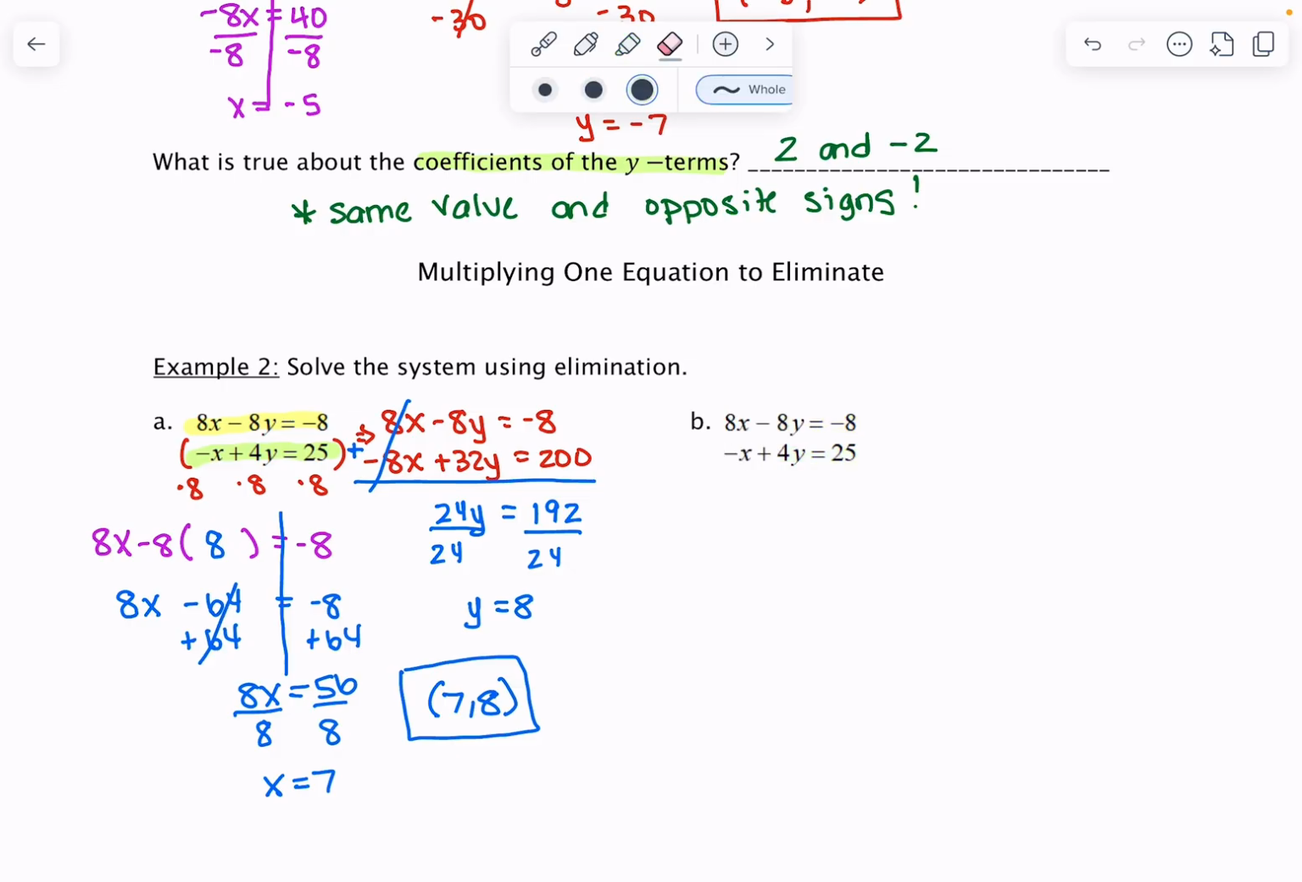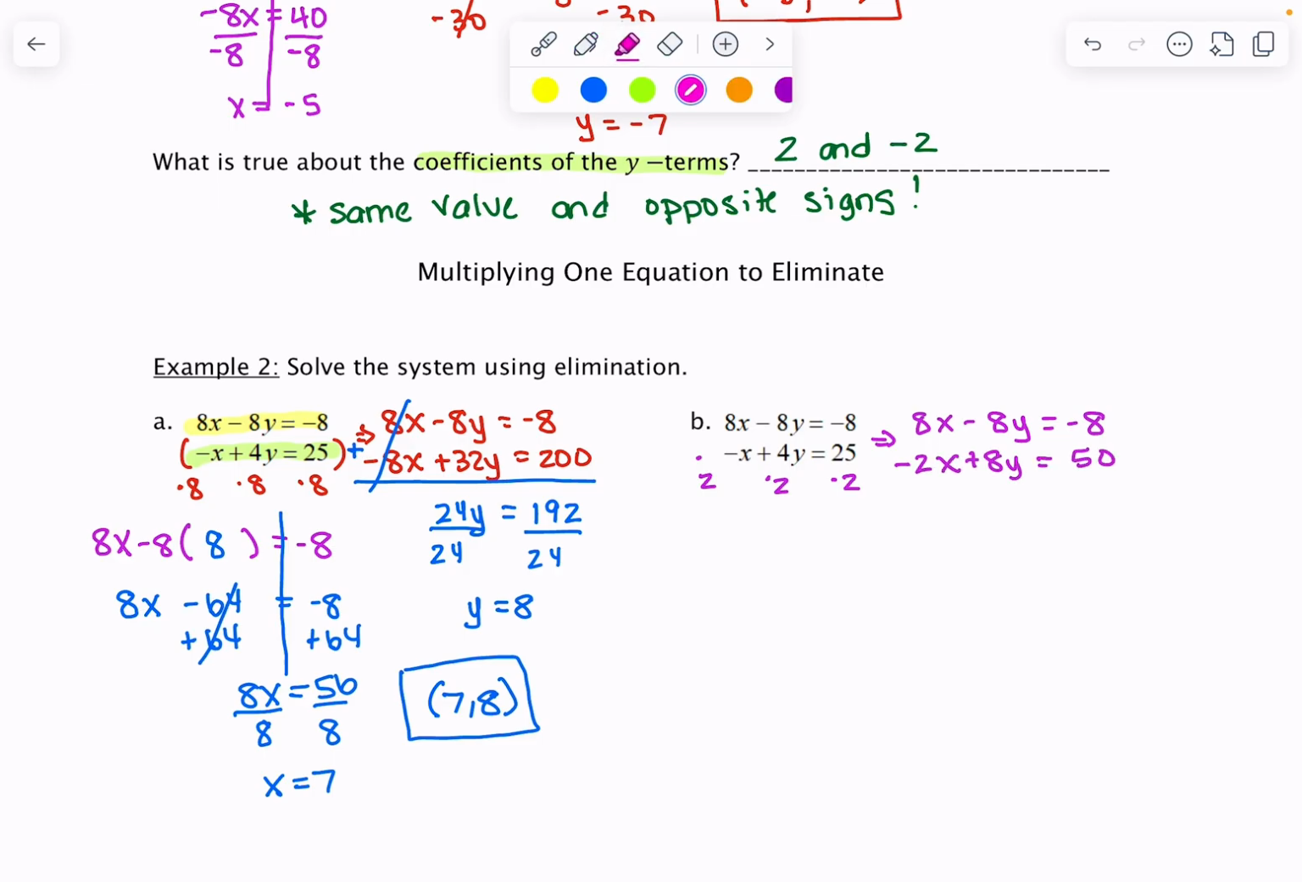What would happen if I decide to multiply this bottom equation by negative 2 to everything? The first equation would stay the same, 8x minus 8y equals negative 8. But now I'm going to have negative 2x plus 8y equals 50.